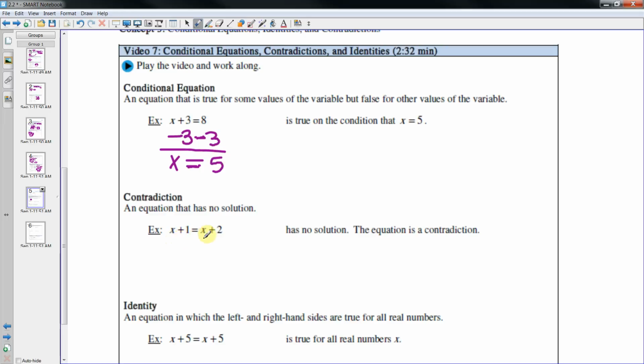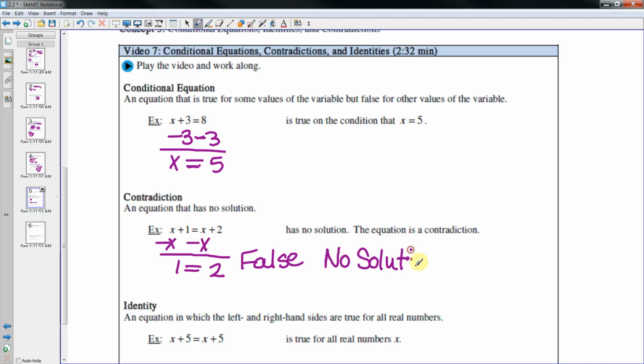But look at the one below that one. We've been putting our variables on one side, so if I follow that pattern, I would subtract x from both sides. Well, what happens is, x minus x cancels out on the left side, and I'm left with a 1. X minus x would cancel out on the right side, and I'm left with a 2. Well, 1 does not equal 2. That's a false statement. Every so often, this doesn't happen often, if you have your variables cancel out and you end up with a false statement, that means we have no solution. I don't ask you if this is a contradiction, I just ask you what the solution is. So you put no solution.